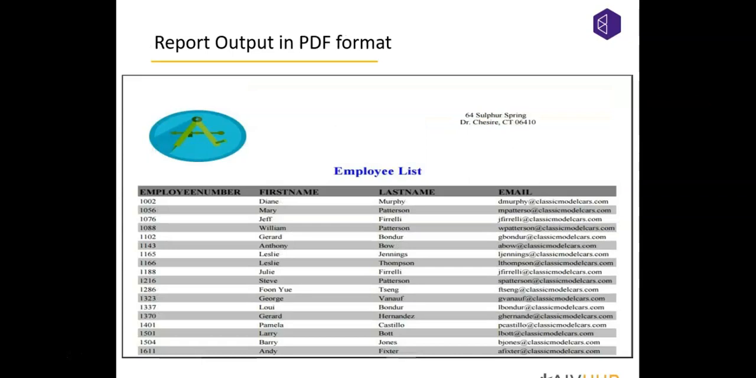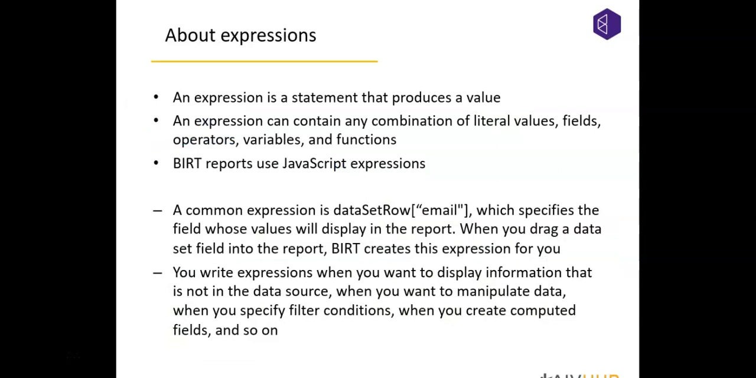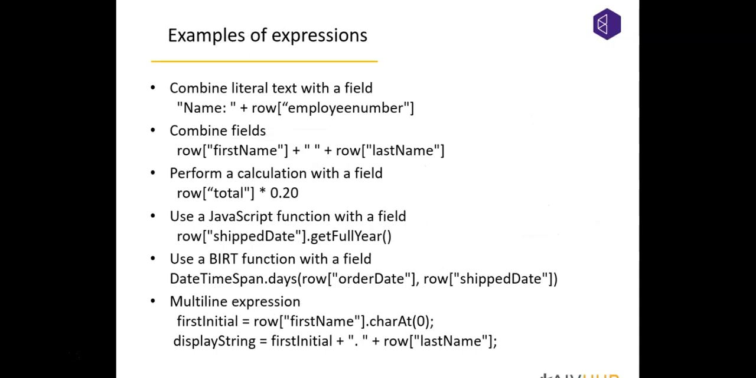If we talk about expressions, then expressions are statements that produce a value. Based on an expression you can create certain conditions. It can contain various operators, values, fields, functions, and variables. By default BIRT uses JavaScript expressions. So here is a list of sample expressions.